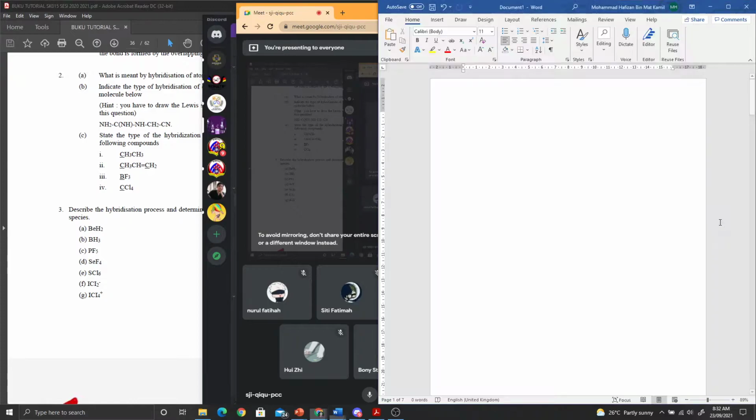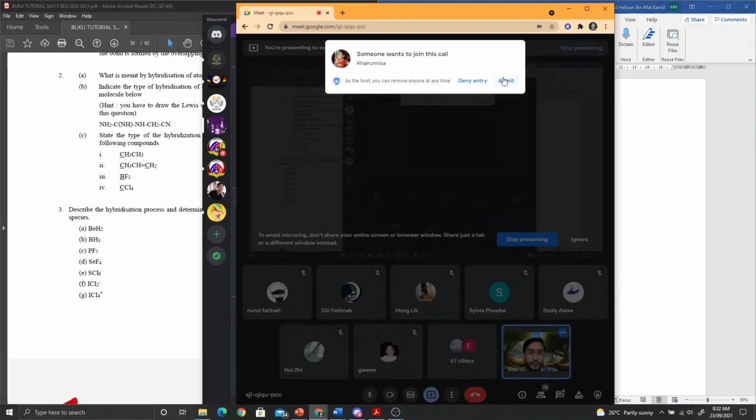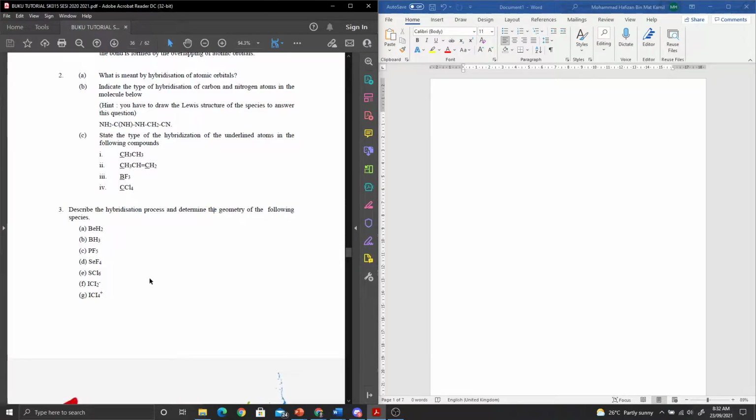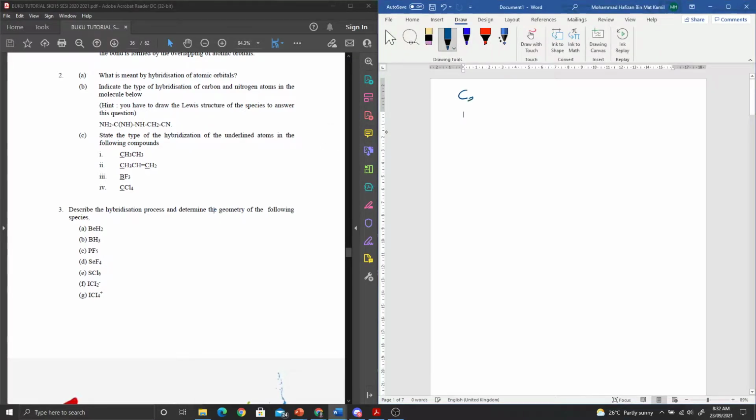Alright. So let's look at this kind of question. But I'll give you a different kind of compound where the question asks you to describe C2H2. Okay. So the very first thing you have to do, if you want to describe the hybridization process, is you draw its Lewis structure.